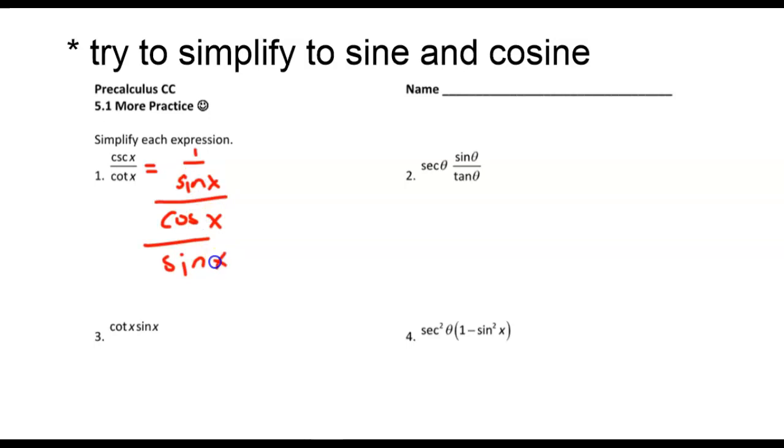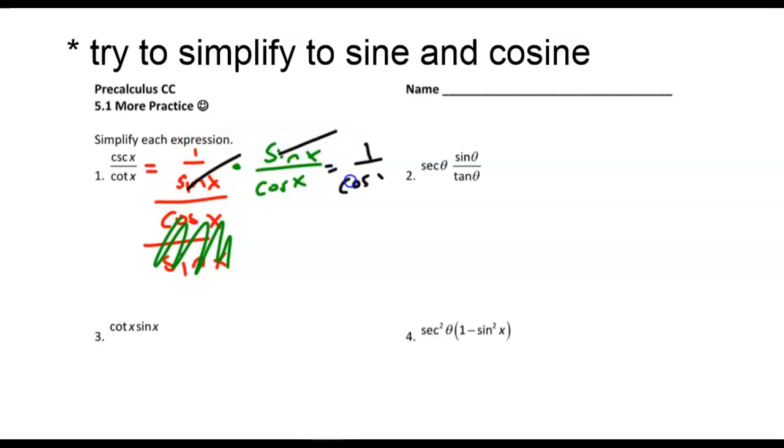Anyway, I got a fraction over a fraction, so I'm going to keep, change, flip. Meaning I'm going to keep this top, change this division to multiplication, and then flip this bottom to have sine of x over cosine of x. We flip that, so now it's up here. Now if you look, you'll see that sine cancels out, so you're left with 1 over cosine of x.